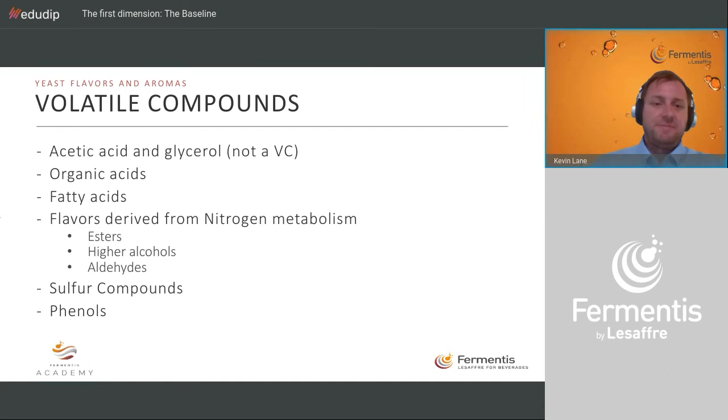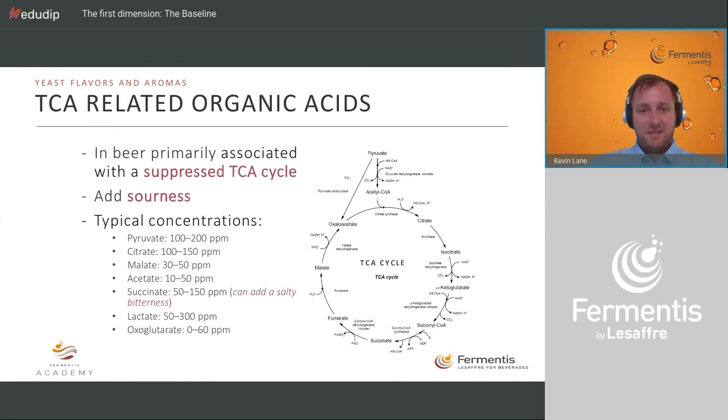There are volatile compounds, acetic acid and glycerol, which are not volatile compounds, but they're included in this slide. Organic acids, fatty acids, flavors derived from nitrogen metabolism, esters, higher alcohols, aldehydes, sulfur compounds, and phenols are all volatile compounds that you can appreciate or maybe not appreciate if they're in the wrong media. So we'll go through how a lot of these are produced, but we're not going to go in depth because I'm already at the time marker of 65 minutes, and I still have a number of slides to go through.